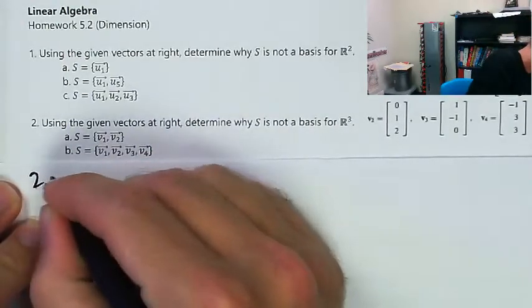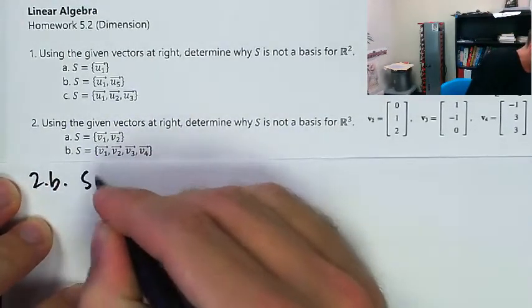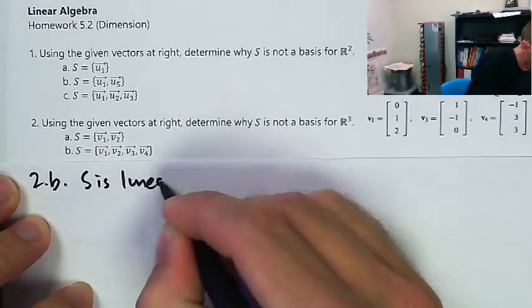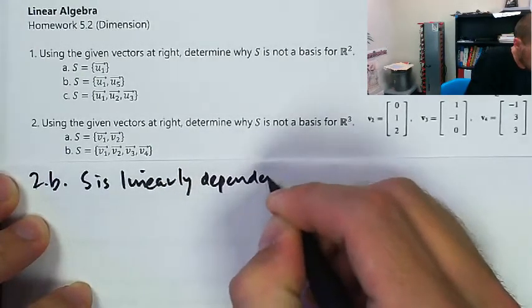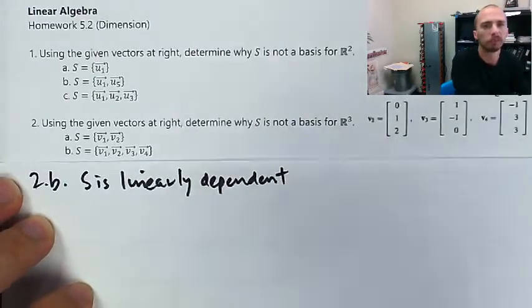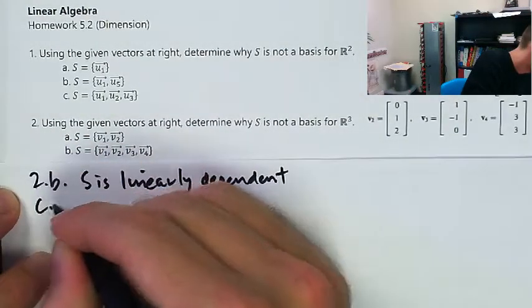So I'm going to start with that. 2b, S is linearly dependent is why it's not a basis for R3, and I just told you why it was linearly dependent.